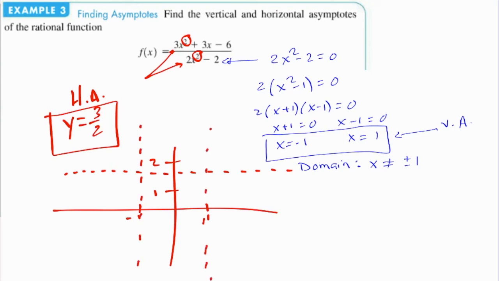And then we would just need to find points on the left of the vertical asymptote, on the right of the vertical asymptotes, and then I would choose 3 points in between to see if it's a parabola or an S-shaped graph in between the asymptotes.